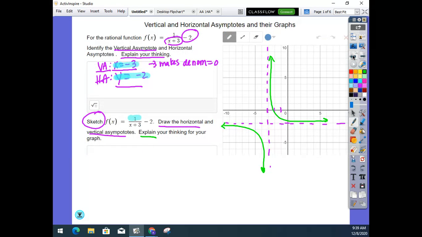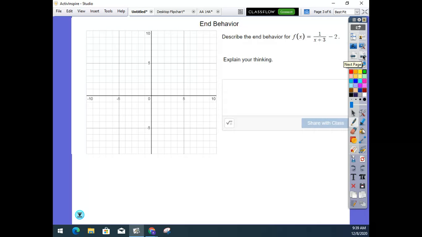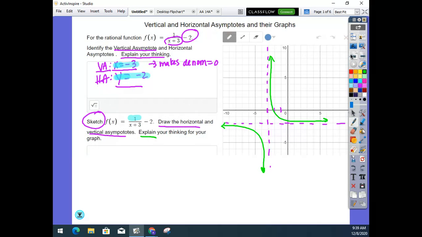I didn't put an end model behavior. Let's look at that one. I thought maybe I did. Hang on. This is the same equation. So let me just come back to this one, because to me the end model behavior just kind of goes together with this one.